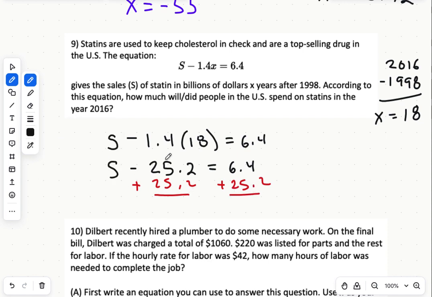So now that would cancel, and we have S on this side. Adding those together, I think we get 31.6, yep, 0.6. If we're being official, that should be billions, or $1 billion. We'll skip the S.